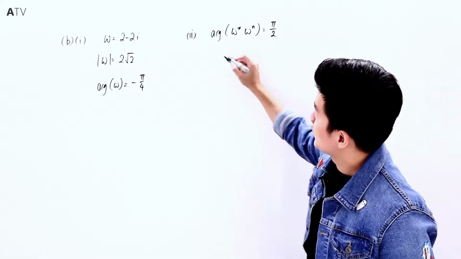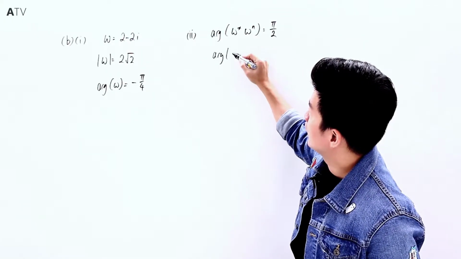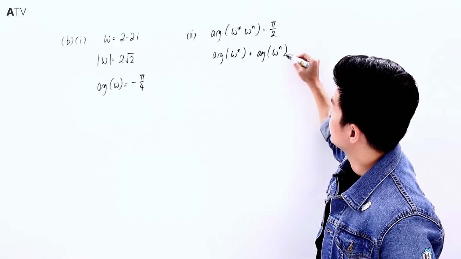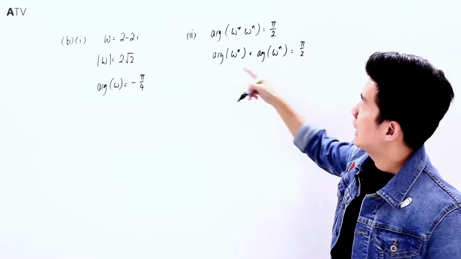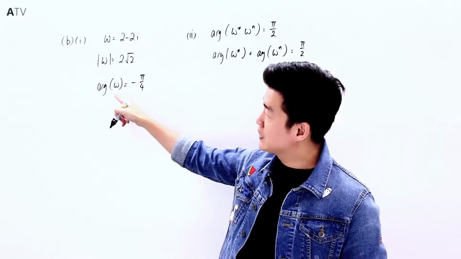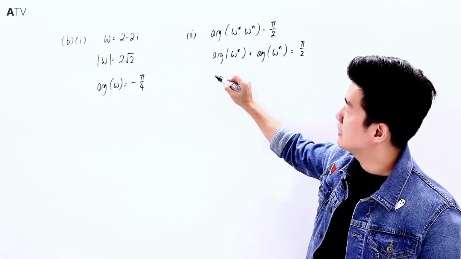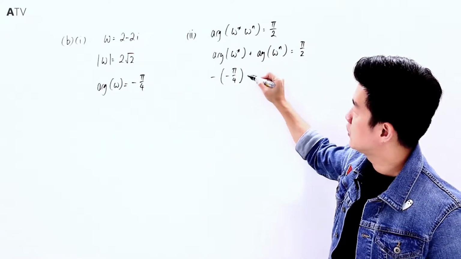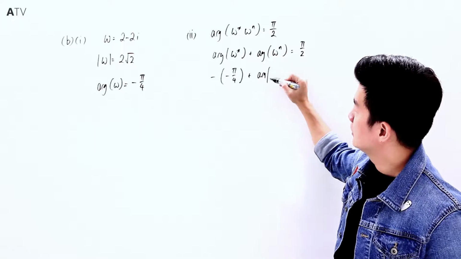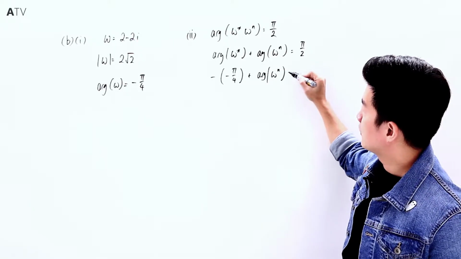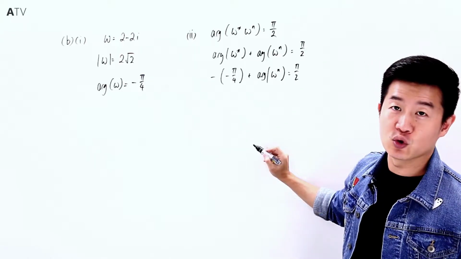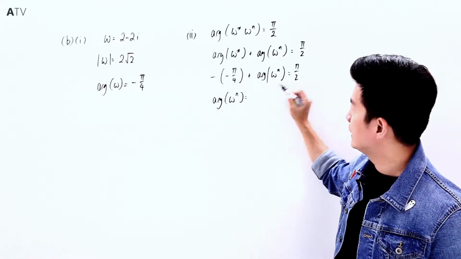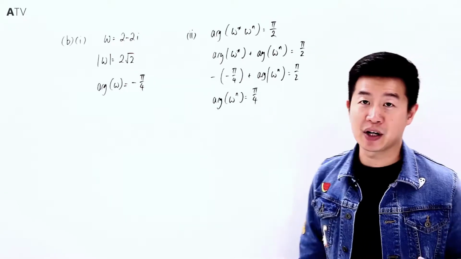On the left hand side, we can actually rewrite it into argument of w conjugate plus the argument of w to the power of n. And argument of w conjugate, we can reference it to the argument of w. So here it is going to be minus the argument of w, which is minus pi over 4, plus the argument of w to the power of n is pi over 2, which means that the argument of w to the power of n is going to be equal to pi over 4.